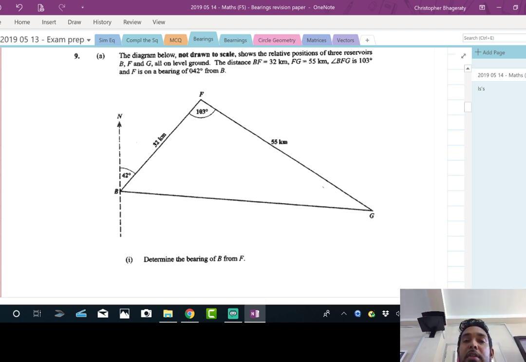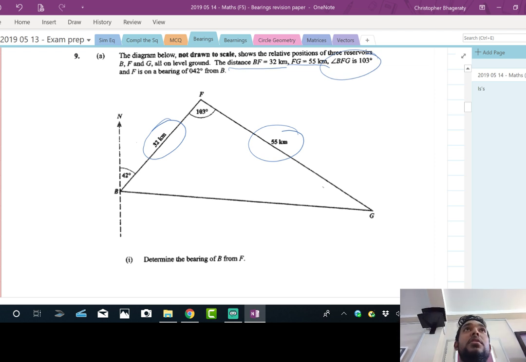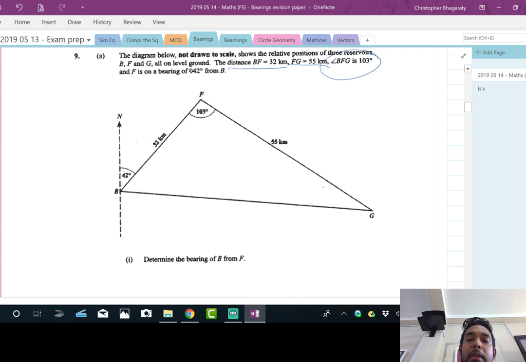All right. The distance BF is 32. We can see that here. FG is 55. We can see that here. Angle BFG is 103. That's that angle there. And F is on a bearing of 42 degrees from B. So F from B is 42 degrees.